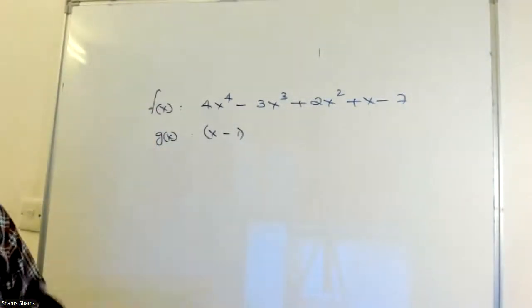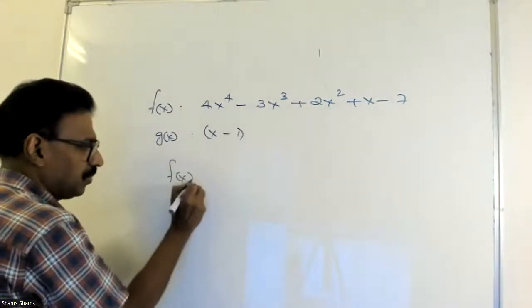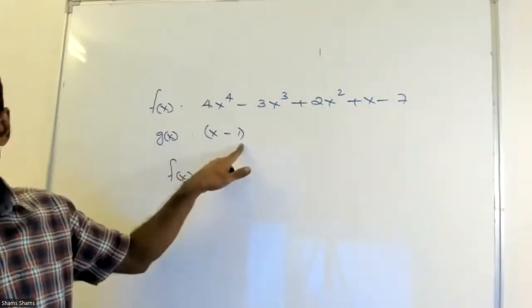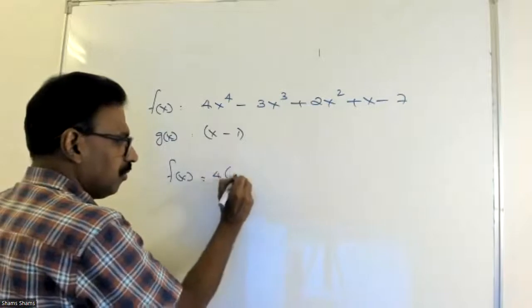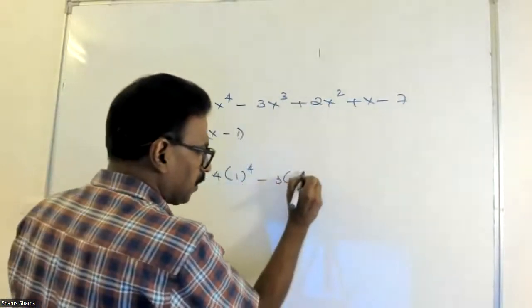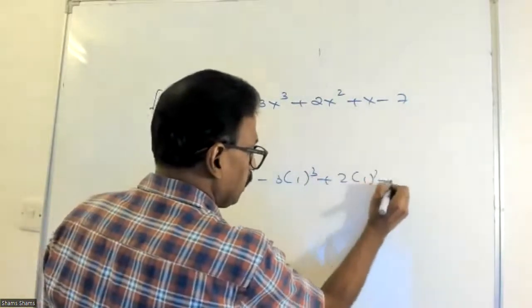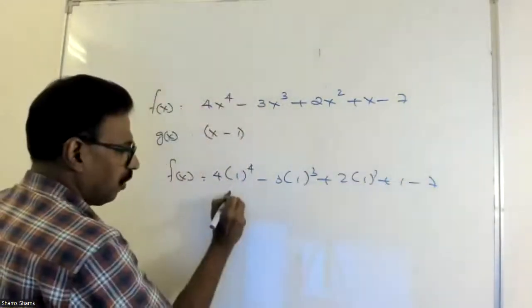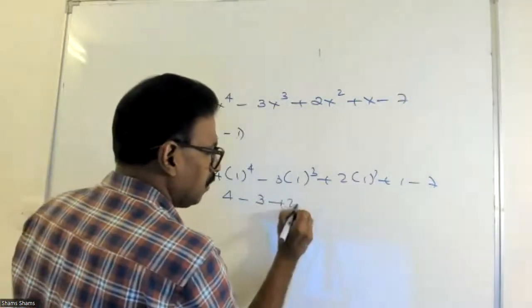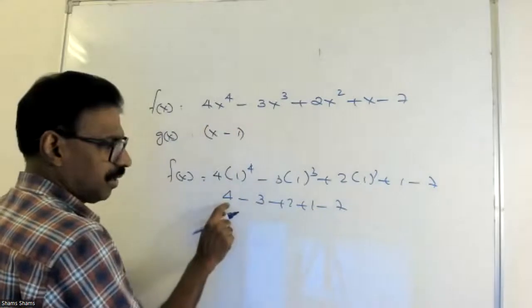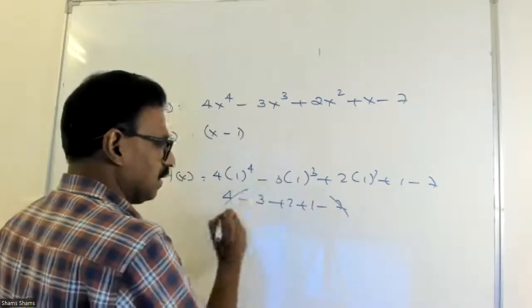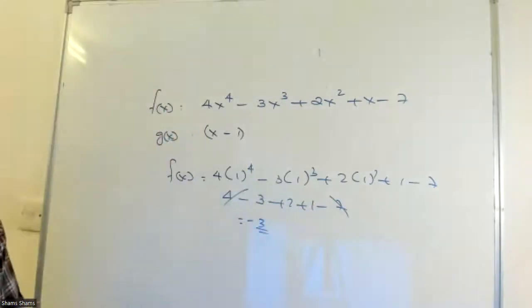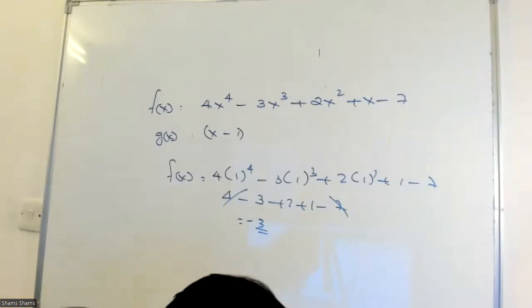Okay, very simple. F of x, what are we dividing by? X minus 1. So we just substitute positive 1. 4 into 1 raised to 4, minus 3 into 1 cube, plus 2 into 1 square, plus 1 minus 7. Then 4 minus 3 plus 2 plus 1 minus 7. 4 plus 2 plus 1 is 7, so minus 3. And the answer is minus 3. Okay, copy first. After copying, if anyone has doubt, tell me. Next question, you have to do it.